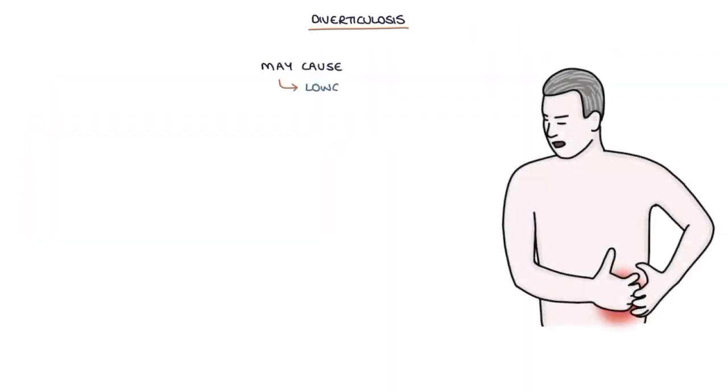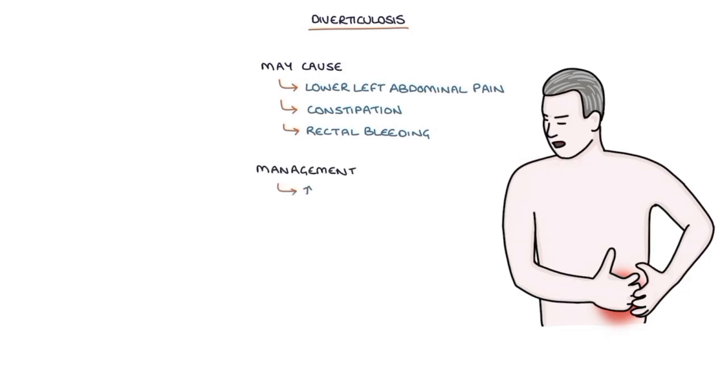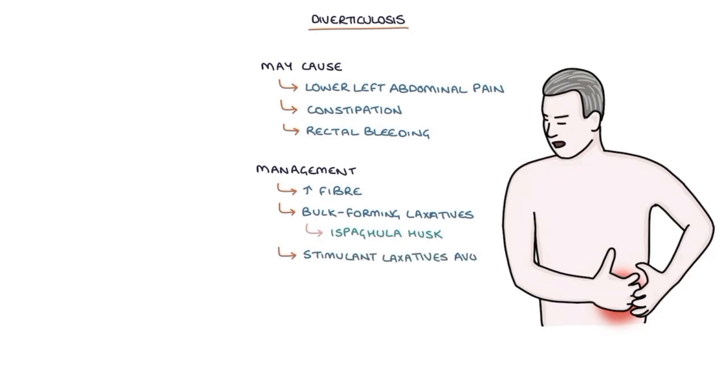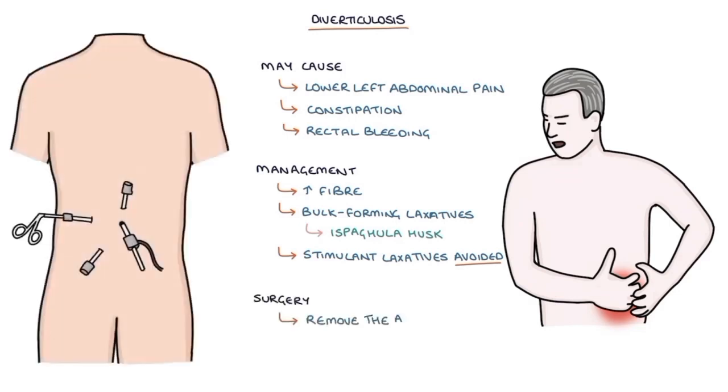Diverticulosis may cause lower left abdominal pain, constipation, or rectal bleeding. Management is with increased fiber in the diet and bulk-forming laxatives, for example, ispagula husk. Stimulant laxatives, for example, senna, should be avoided, as they can make matters worse. Surgery to remove the affected area may be required where there are significant symptoms.